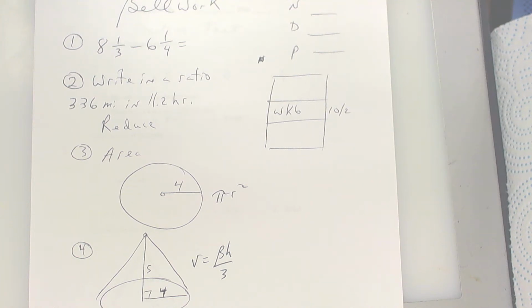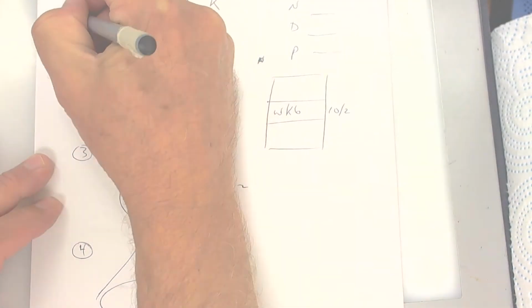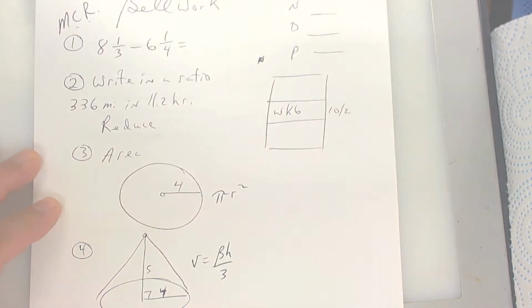Good morning. We're ending week 6. MCR, you have a test on Monday, and you will get a practice test today. Take a look. All right, so let's change these to an improper fraction.